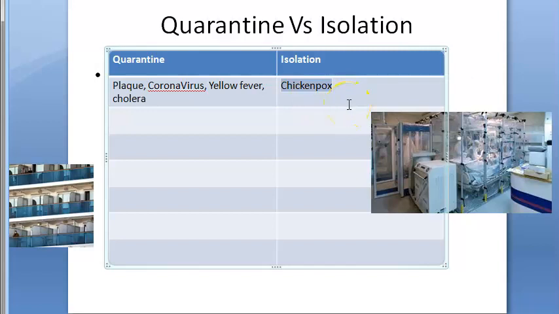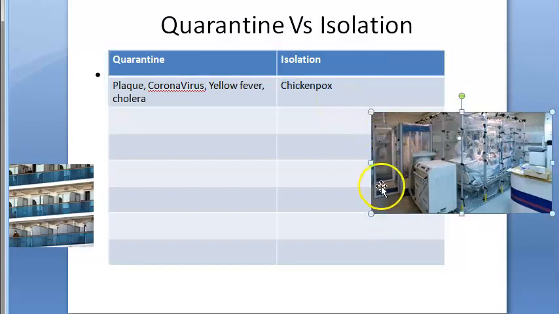Salmonellosis is like typhoid, right? So they will be isolated till 3 stool cultures become negative. Okay, 3 stool cultures should be negative. Only then they will be allowed to go. Okay. So this is the difference between quarantine and isolation.